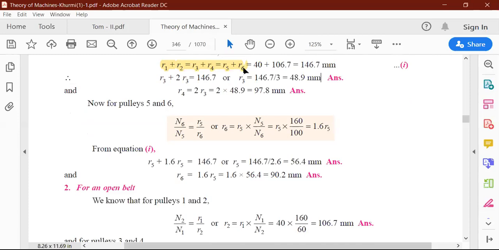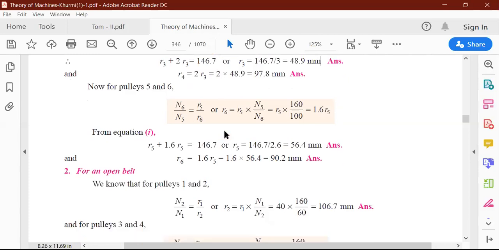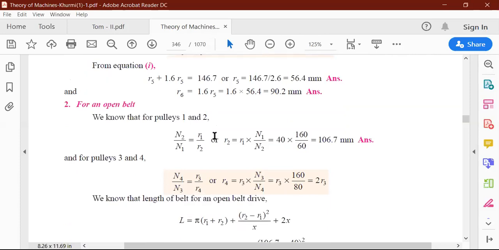Okay, but this concept is somewhat critical and somewhat lengthy in case of your open belt drive. So that's why, if we have to calculate this radius R1, R2, R4, R6, R5, R3, we have to utilize the formula of length of open belt drive. That's why here first we understand what is the length of belt drive, then we start this numerical. Okay. So in case of open belt drive, we have to find out this remaining radius.